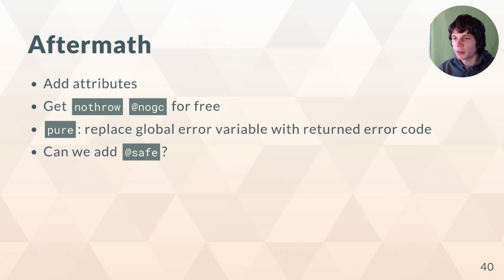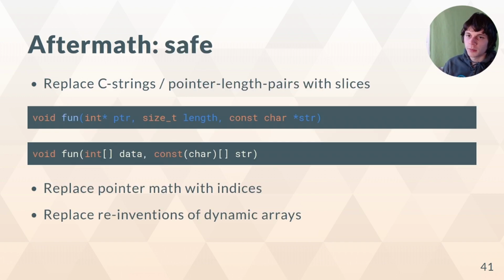Since it was translated from C, you basically get nothrow and @nogc for free because C doesn't have exceptions or the GC. I also like to add pure if I can, but C code does tend to use global variables for error handling, so then you have to refactor global error variables with returned error codes. But the big one is, of course, can we add @safe to C code to make it more memory safe? This does require some work.